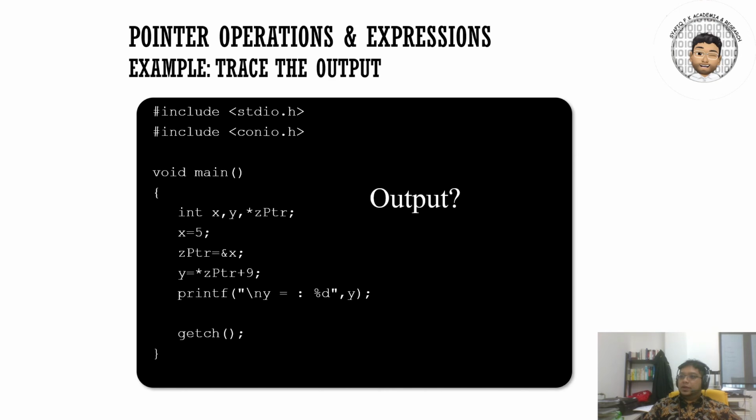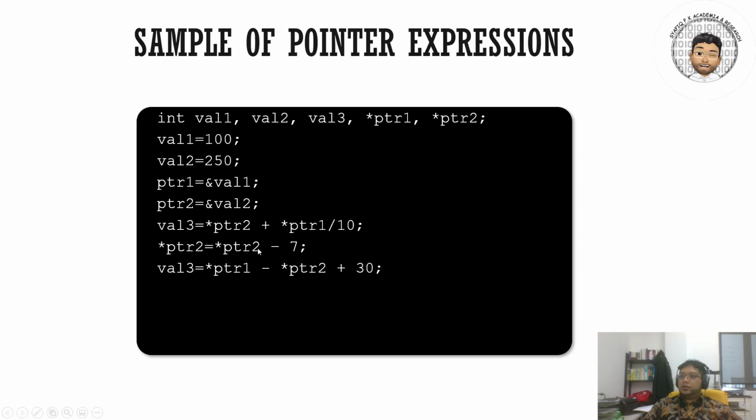Let's take a look a little bit more. This one is a sample of pointer expressions. You can see that value1 equals 100 and value2 equals 250. Pointer1 is the address of value1, and pointer2 is the address of value2. Value3 is equal to the value pointed to by pointer2 plus the value pointed to by pointer1 divided by 10. This is 250 for value2, plus 100 divided by 10, so the answer is 260.